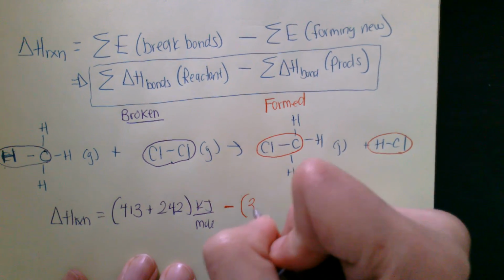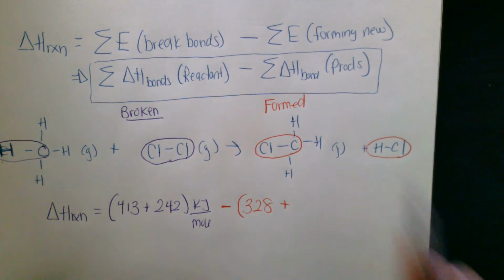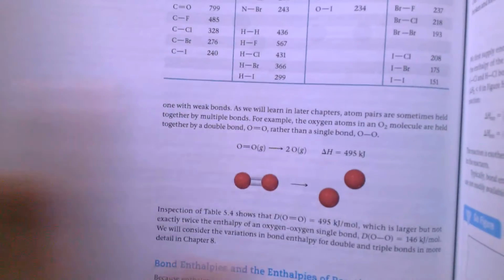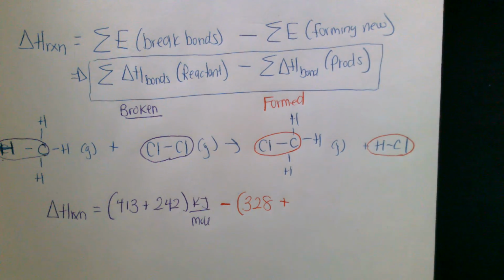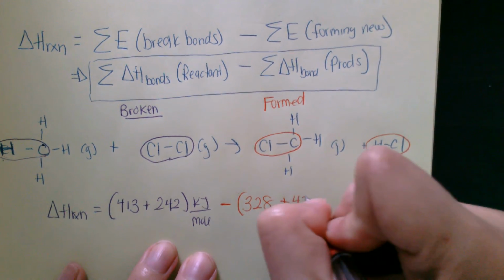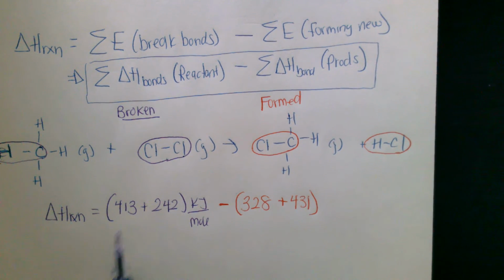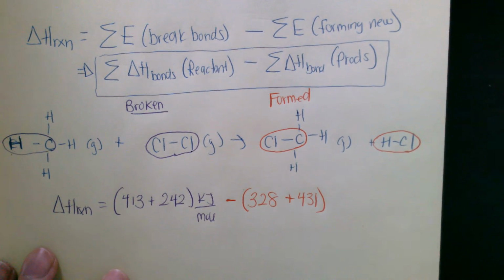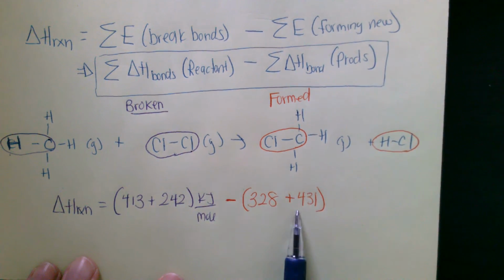Okay, so we have 328. And then our last one is a hydrogen-chlorine bond. So HCl is here, it's 431. Okay, so I'll put my parenthesis there. Again, these are positive because those are bonds broken and we know that's endothermic. This minus here makes these negative, which we know because forming bonds is an exothermic process. So that's why we have this here.